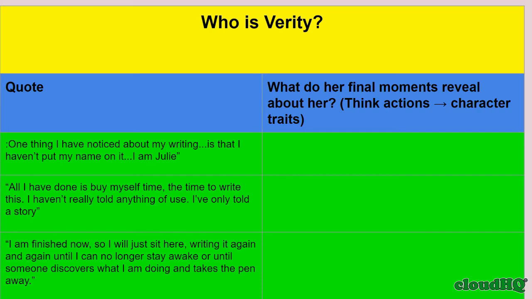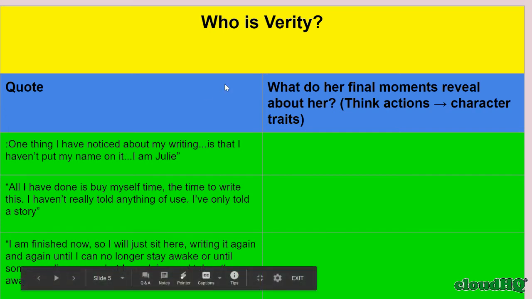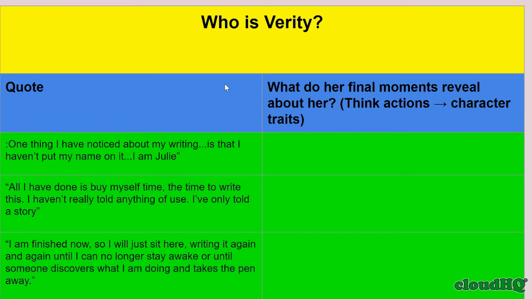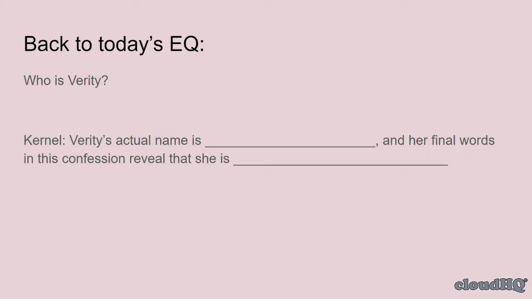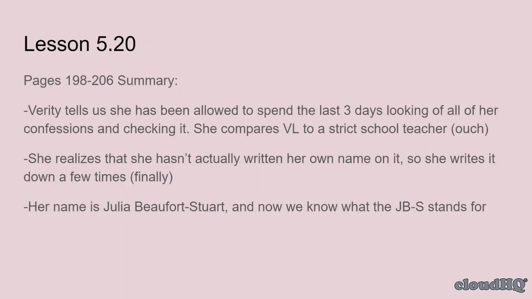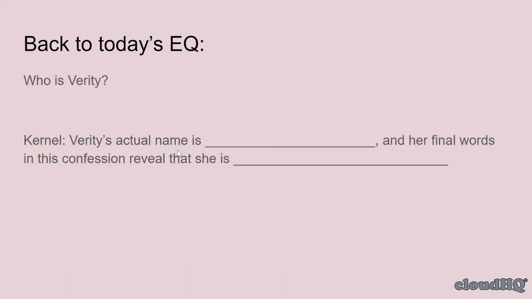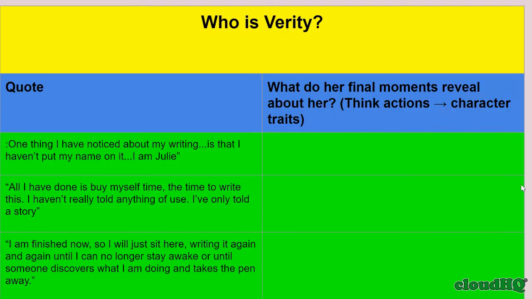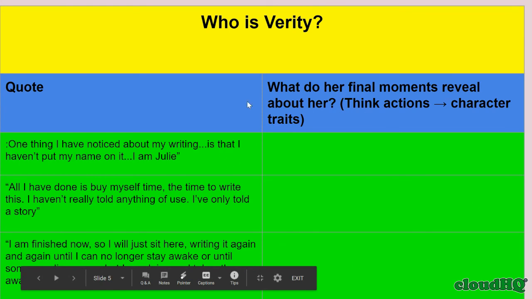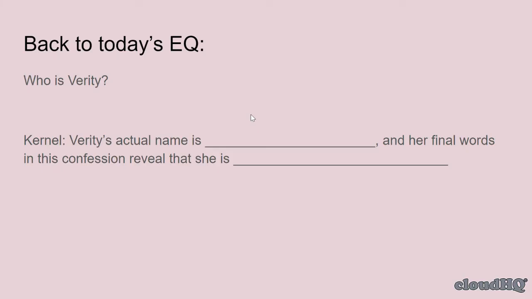What I want you to do is look at the next two quotes down here, and do the same thing. Think about her actions and what those show us about her character traits. And that's how we're going to start answering this essential question today. So, going back to the EQ, who is Verity? The first part is really simple. Verity's actual name is, go back to the summary here, Julia or Julie. Her final words in this confession reveal that she is blank. Those blanks are going to come from this part of your chart right here. What are her character traits? What actions show you that?